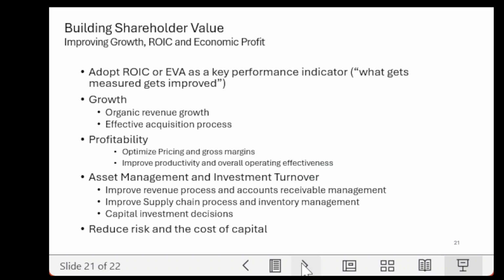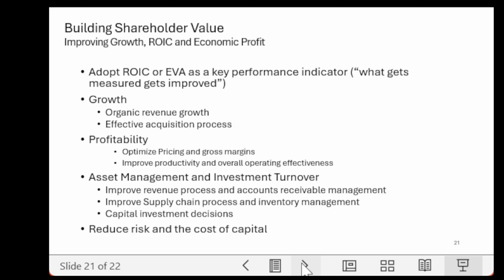So how do we build shareholder value using these measures? I think a big step forward is to adopt ROIC/G or EVA, economic profit, as a key performance indicator, because what gets measured gets improved. And even if it's not the primary measure, I have found success just putting it on the dashboard, putting it on the key financial summary, because you can begin to talk about it and focus on it.